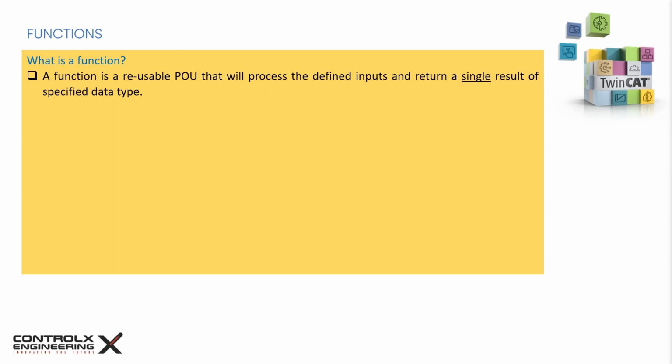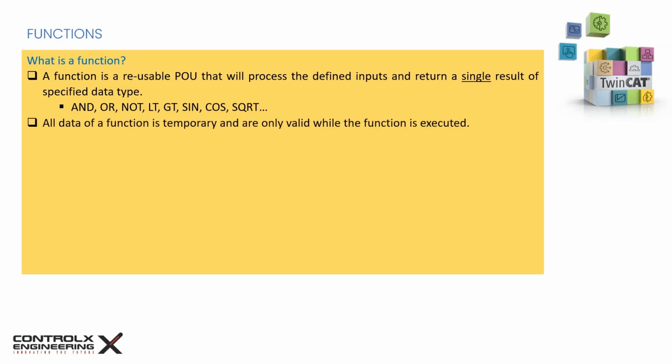Let's start with functions first. A function is a reusable POU or program organization unit that will process the defined inputs and return a single result of the specified data type. Here are some of the well-known built-in functions. We have our standard Boolean operators like AND, OR, NOT, numeric comparison operators like less than, greater than, and then we have our math functions like the sine, cosine, and square root functions, etc.